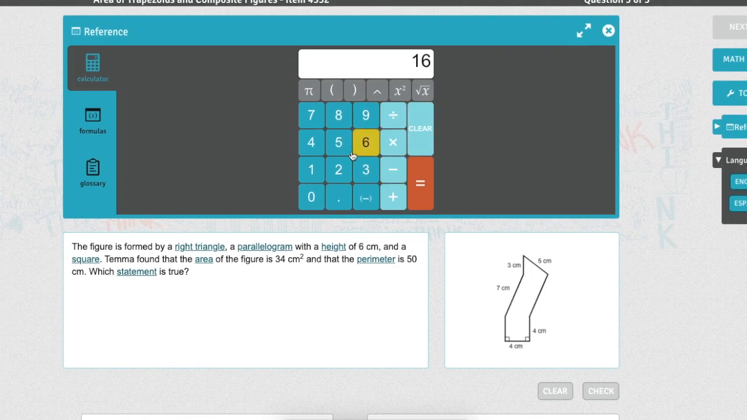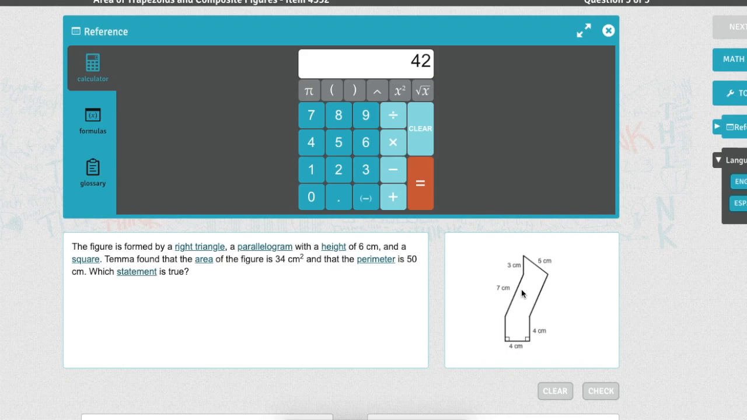6 times 7 equals 42. So I'm going to write that down too. 42 centimeters. And we know this is a right triangle with a base of 4 because this whole thing has been the same, right? So this is 4 and the height is 3.